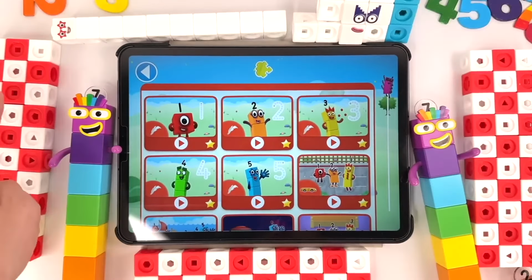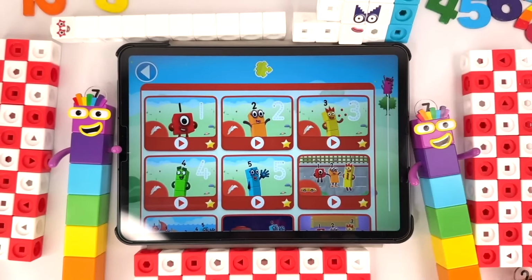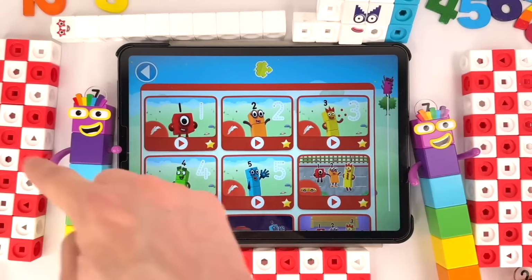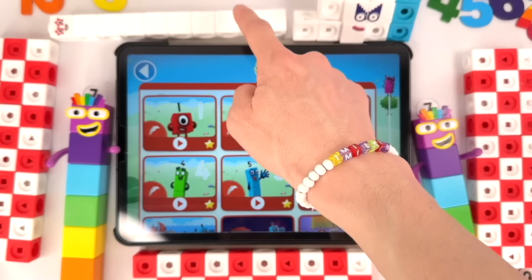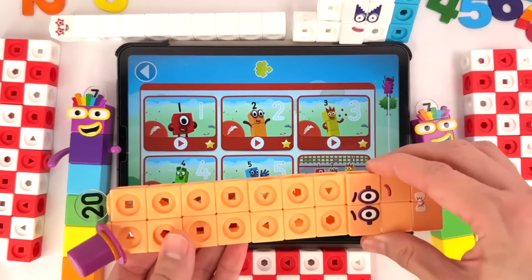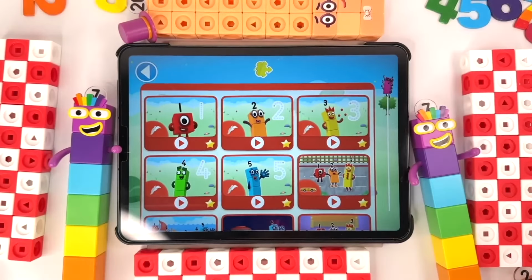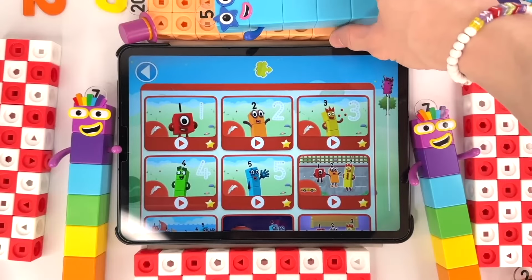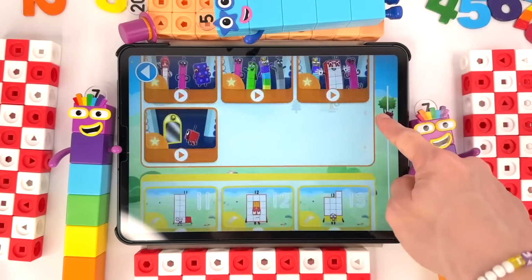Let's play! 100, 200, 300, 10 and 15 equals 325 number blocks. Like this. This 20. And this 5. Let's find next big number.